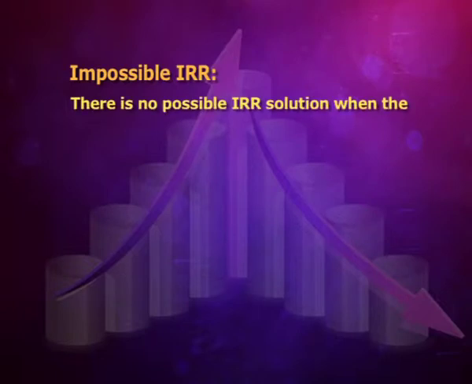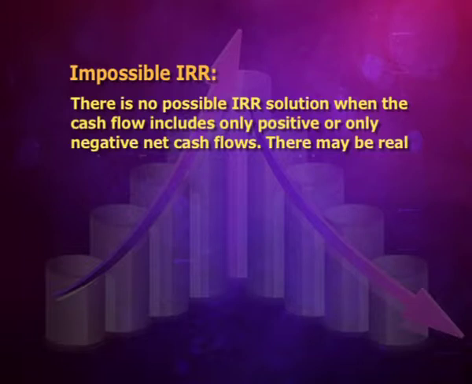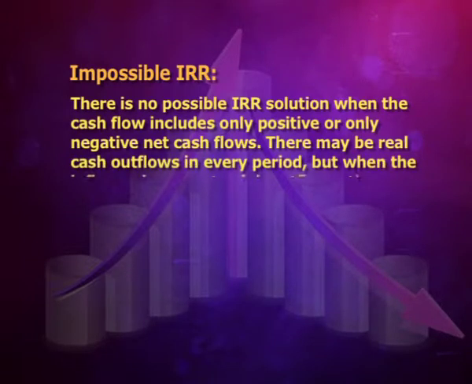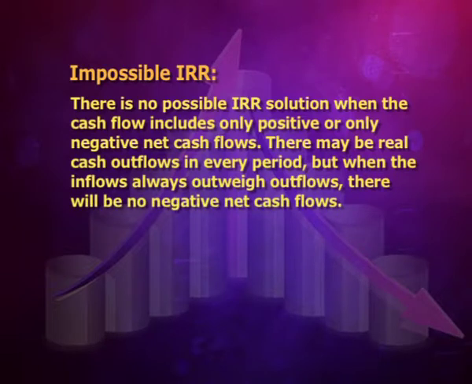With certain cash flow streams, it is mathematically possible to produce negative IRRs or multiple IRRs, that is, more than one discount rate that leads to a zero NPV. For other cash flow streams, there is simply no mathematically correct IRR solution. Now let us understand a very important concept of impossible IRR. There is no possible IRR solution when the cash flow includes only positive or only negative net cash flows. There may be real cash outflows in every period, but when the inflows always outweigh outflows, there will be no negative net cash flows. There is no IRR in such cases. Other patterns of negative and positive net cash flows can also have no IRR solution.